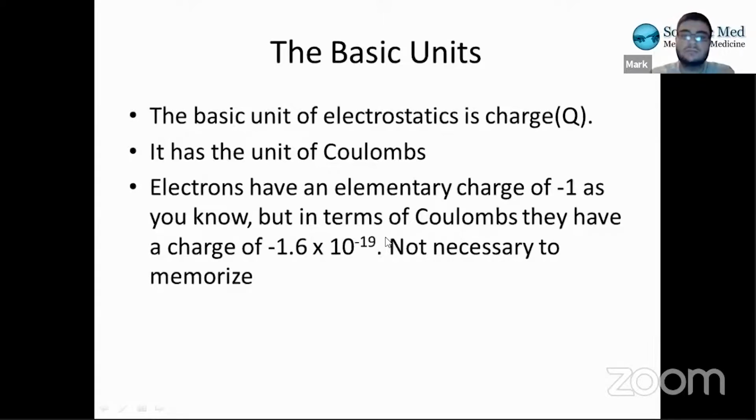But this is just something I wanted you guys to know, that the chemistry definition of charge and the physics definition of charge are very different. They use different units. In chemistry, we use elementary charge, which is -1, -2, -3, +1, +2, +3. In physics, we use coulombs, which is a concrete number instead. Okay.